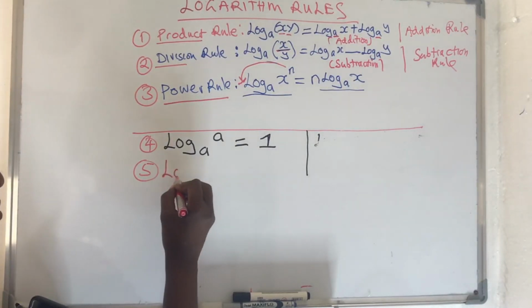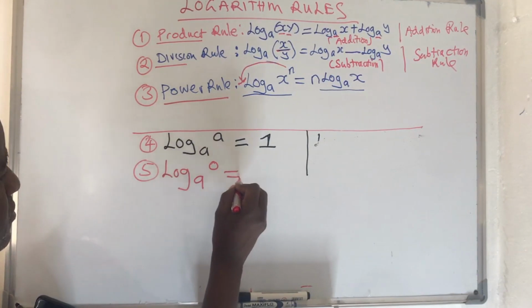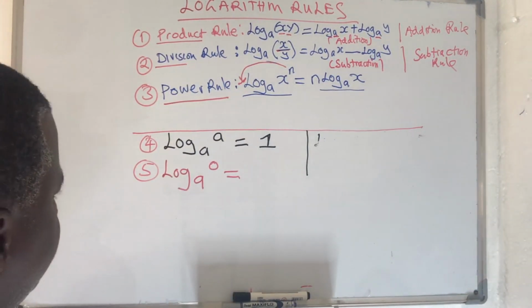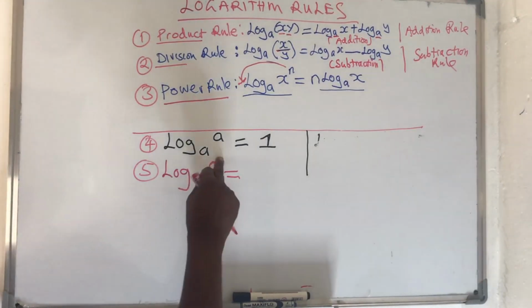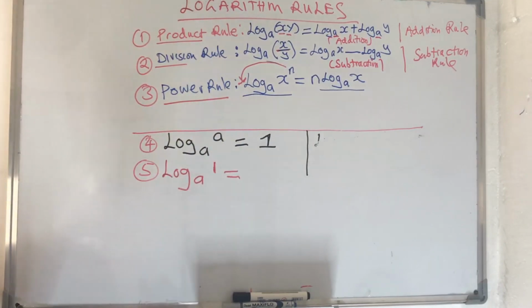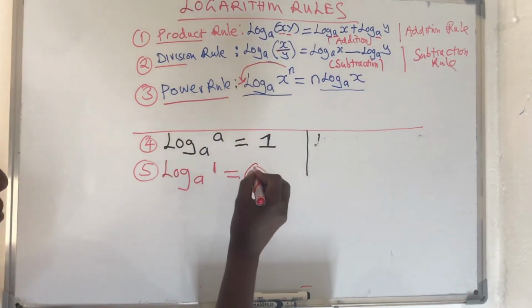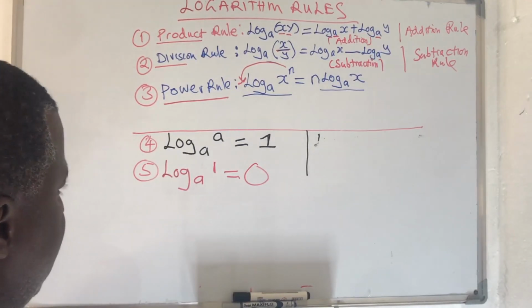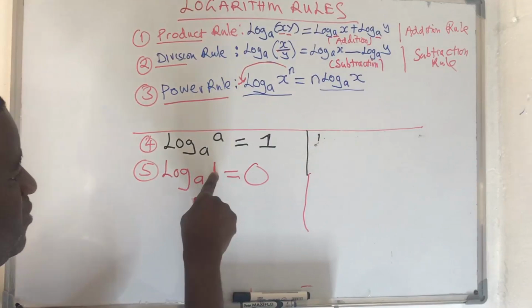is log of 1 is equal to 0. Sorry, the earlier one was log of a to base a is equal to 1. Okay, let's say we want to find a log of 1. So now here the rule is that the answer will be 0 if you are looking for 1.